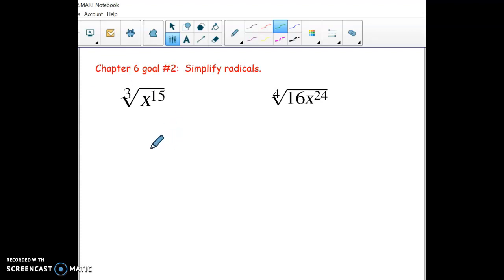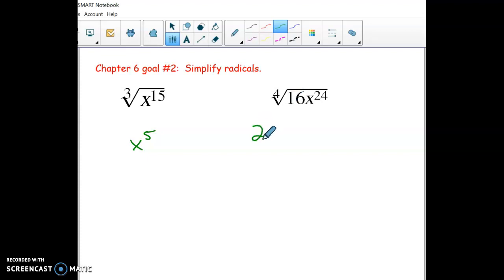Okay, next up was to simplify radicals. So again, I'm going to encourage you to pause the video and try to remember how to do this before continuing. So give it a shot and then watch the solution. Okay, so these are the base examples where this 15 divides by 3. So this one we can just write as x to the 5th. Same thing here. 16 is a perfect fourth power.